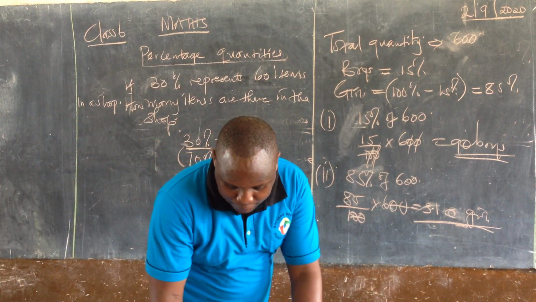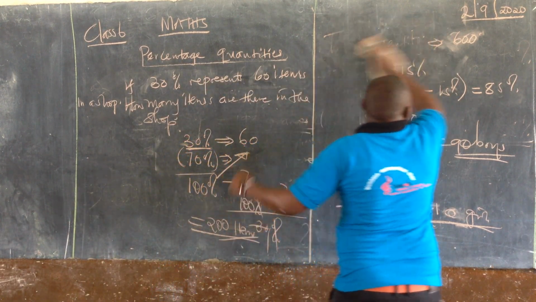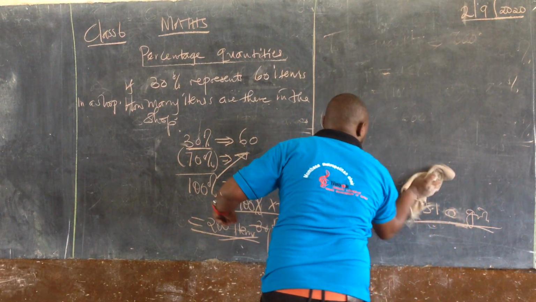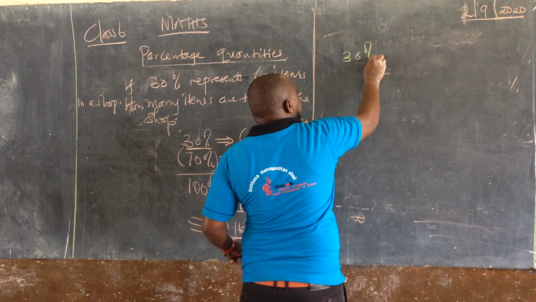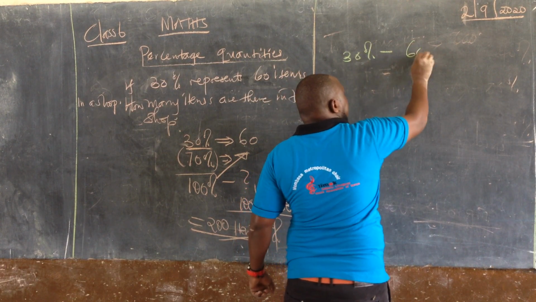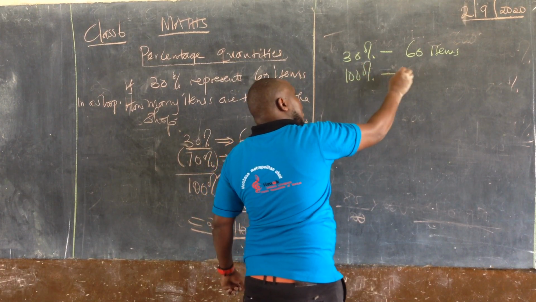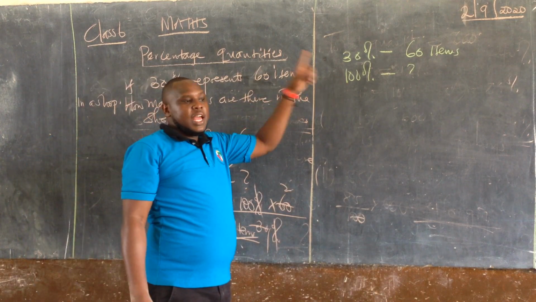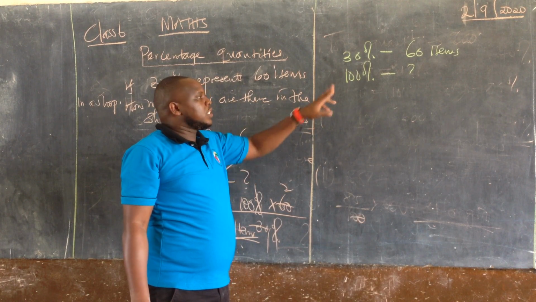If now you're comparing, this is exactly how you do it. You simply say, if that percent is equivalent to 60 items, what about when the shop is full, 100%? I just wanted to add this 70 here to show you where the 100% is coming from. The 100% comes from the deficit. So the shop when full is supposed to be 100%.